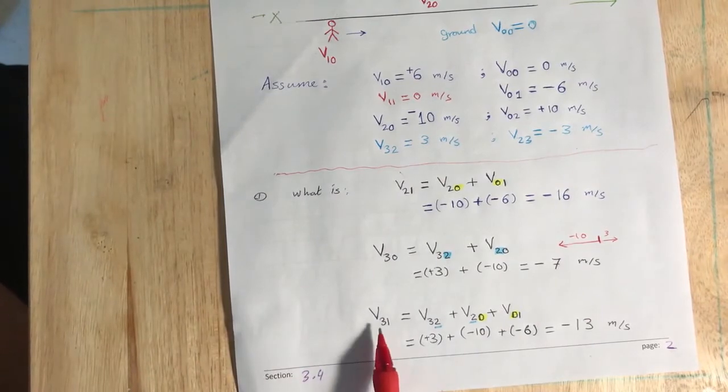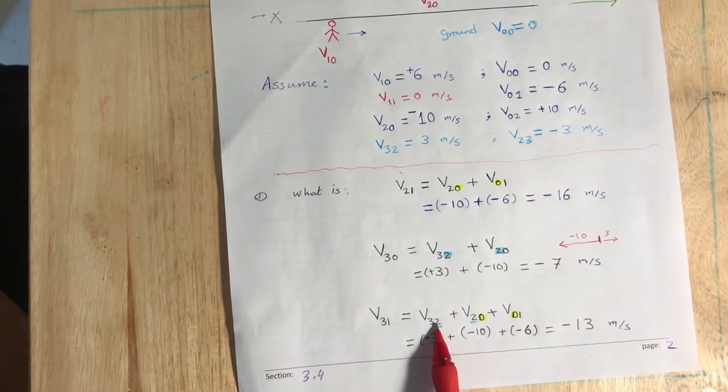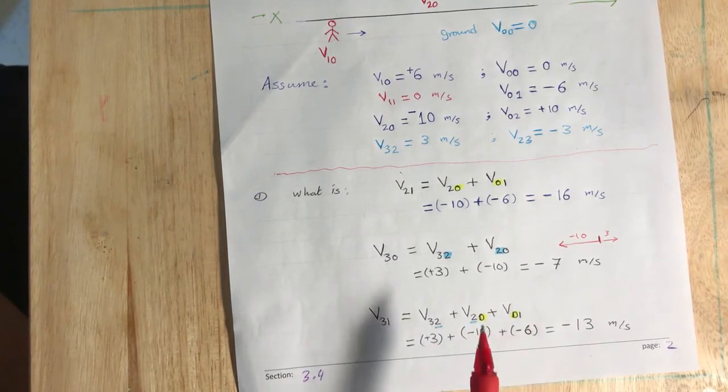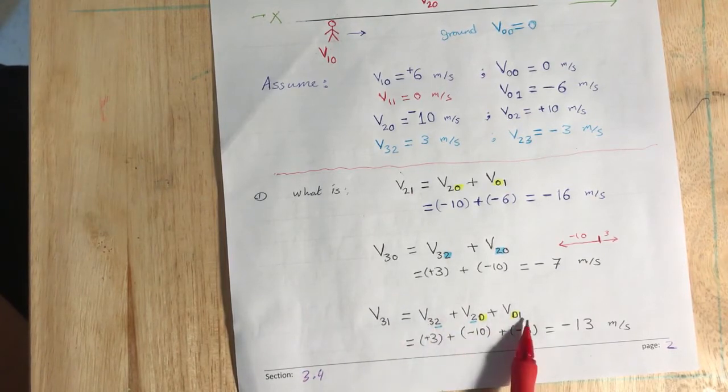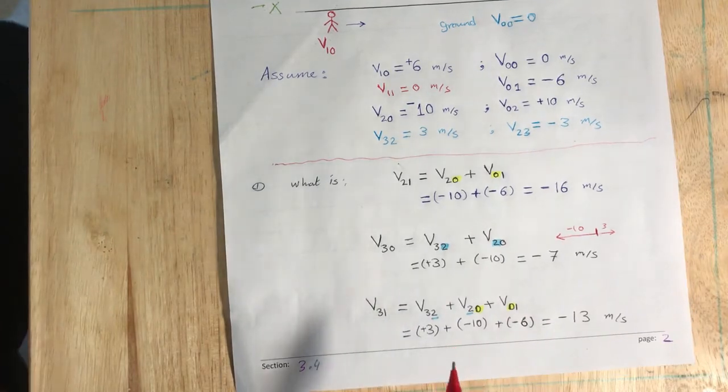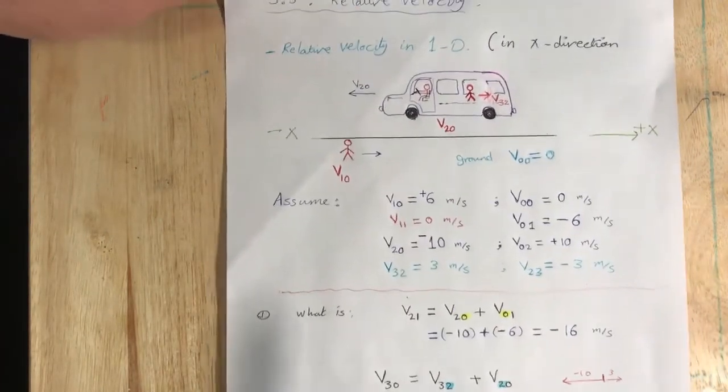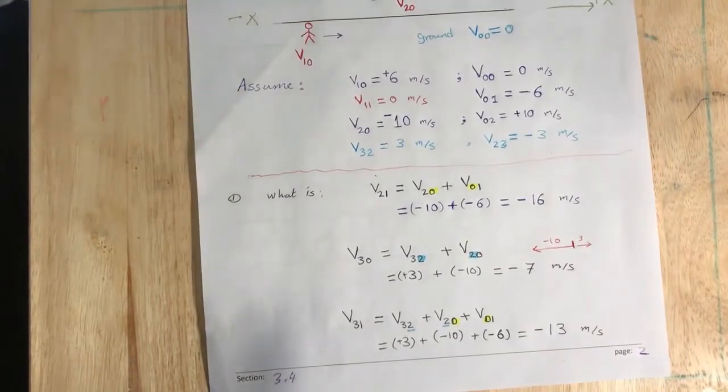Again, look at the indices. I need V31. I start with V32, V20, V01. 2 goes with 2, 0 goes with 0. I start with 3 and end with 1. This is the relative velocity in one dimension. I will move in the next part to the relative velocity in 2 or 3 dimensions.